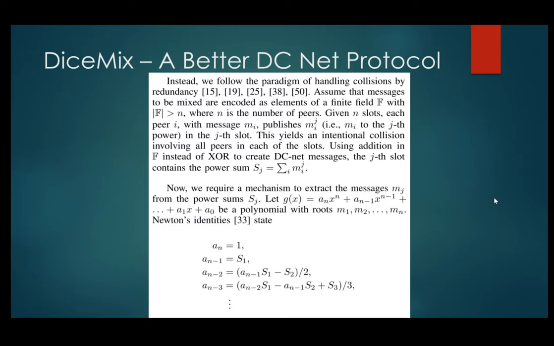The way that DiceMix handles malicious peers is by having ephemeral keys and by having participants reveal their secret key and reveal pads that allows everyone to see who in fact is the malicious peer, to then exclude them in the next round. So that's how that's dealt with.